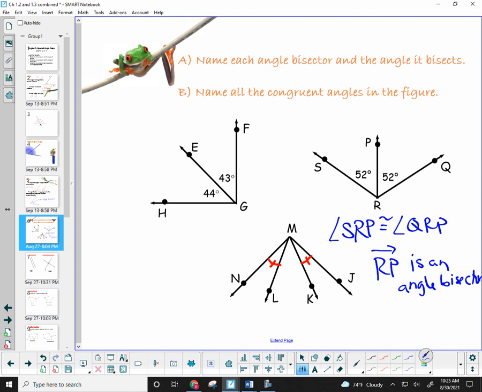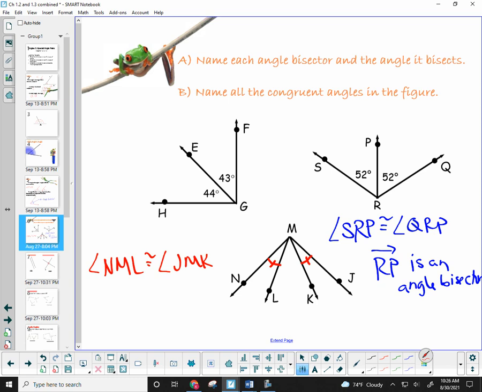So RP is an angle bisector. How about the bottom middle here? Do we have any congruent angles? Yes, we have angle NML is congruent to angle JNK. Is that okay? Otherwise, it has to be, or it can be K and J, right?